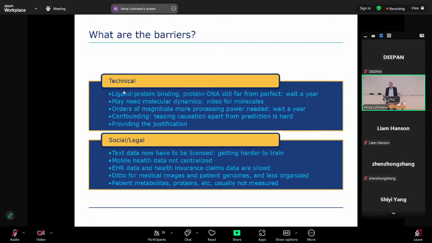But if we want to build this kind of foundation model that includes the data that goes into protein language models and includes EHRs and other data types, there are certainly some technical barriers, and maybe I'm being just a little optimistic here, but I think for most of the technical barriers, like the protein DNA binding isn't as good as we want, the solution is wait a year or two. Some of you are working on this, and if you're not, other people are working on this and making great progress. I think the big barriers are social and legal.